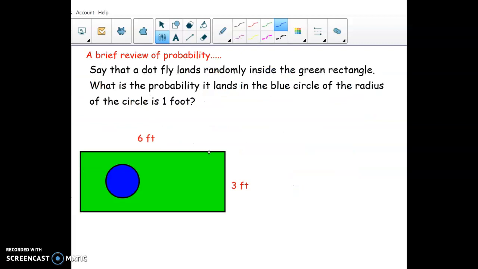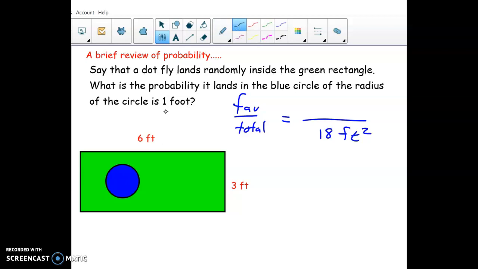Okay, area probability. So it's the same thing, like the favorable area out of the total. So pause the video and give this one a shot before continuing. All right, so the total is 18 square feet, right? And then the favorable is the blue part, right?